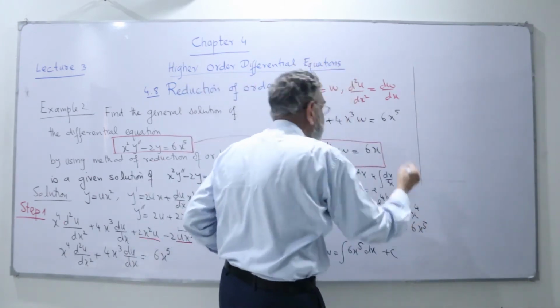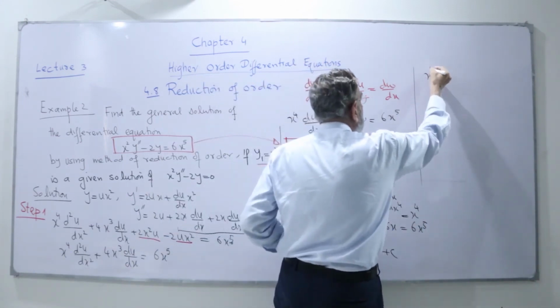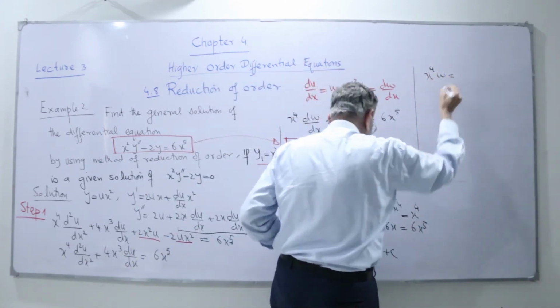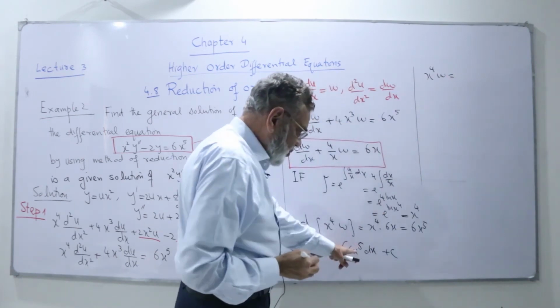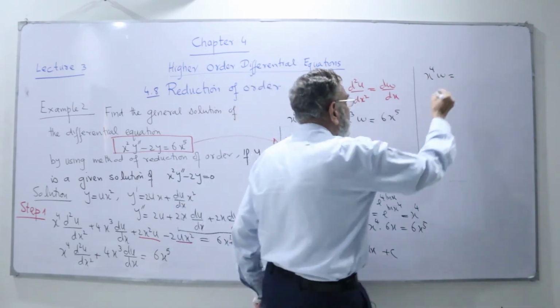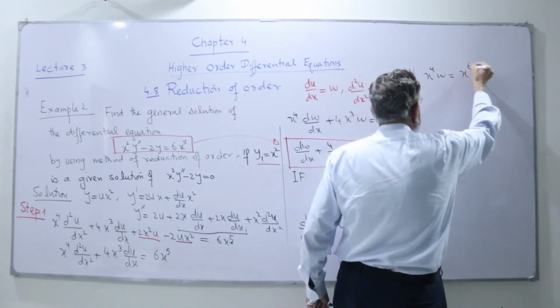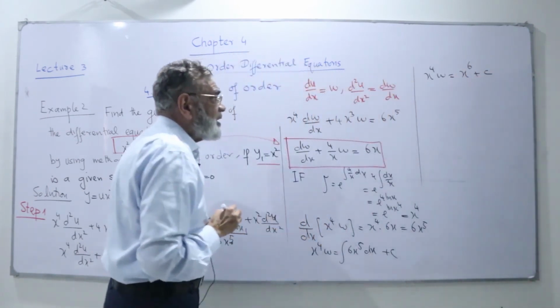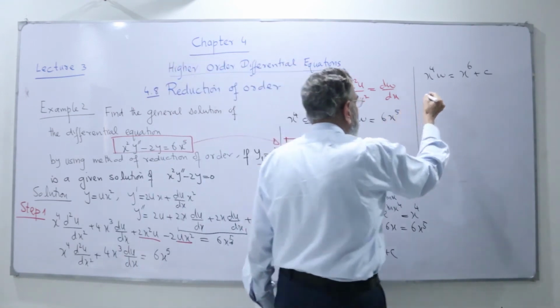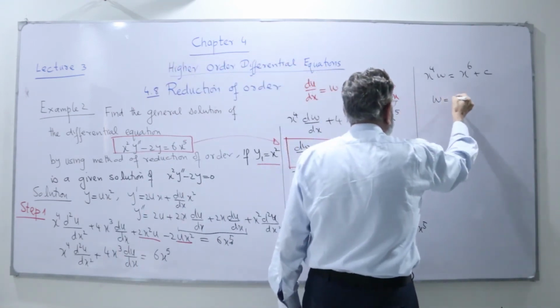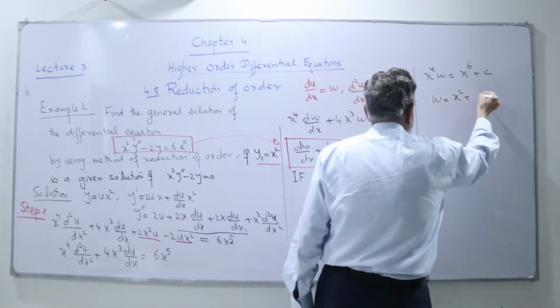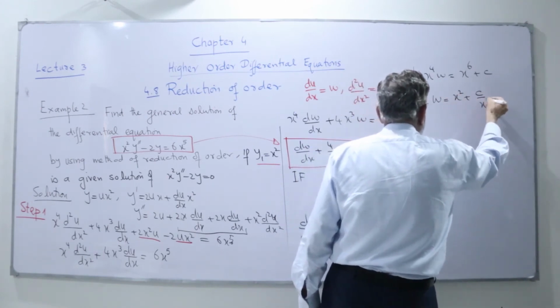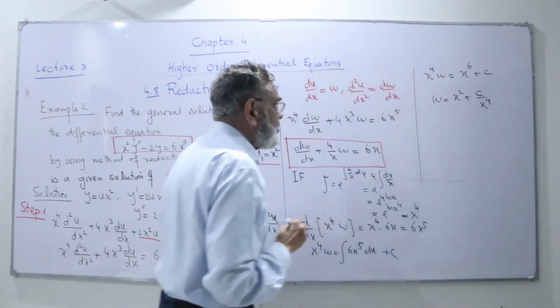What will I get? I get x to the power 4 w is equal to x to the power 6, as the 6 is cancelled, plus a constant c. Now I divide by x to the power 4, and we get w is equal to x to the power 2 plus c over x to the power 4. So this is my value of w.